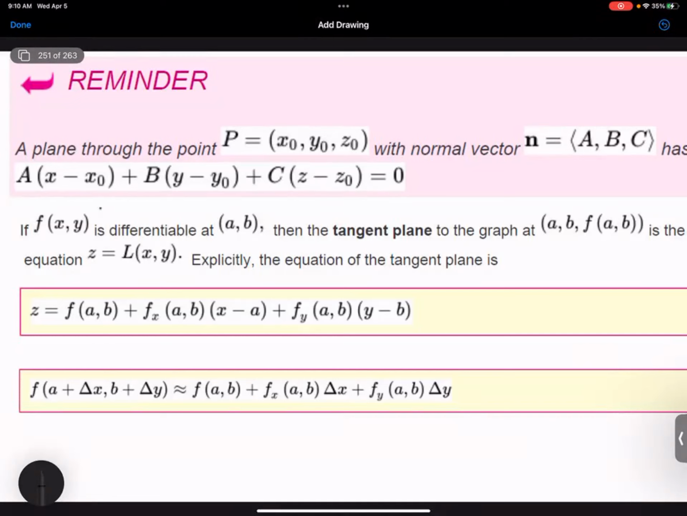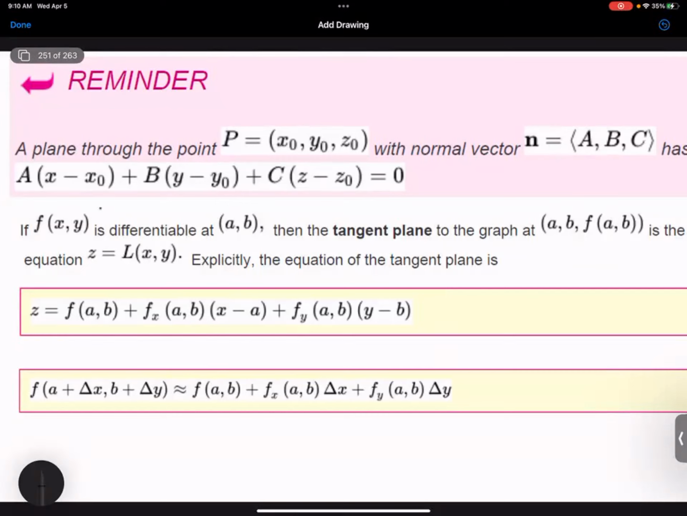And so here is the approximation. I have my point f of a, b, so I'm trying to go at the point (a, b), and f of a, b is just where I start. And then f sub x of a, b is the partial derivative of f in the direction of x, and I'm multiplying that by x minus a, how much I've moved in the x direction. And then I add the partial derivative with respect to y at (a, b) times y minus b, which is how much I've moved in the y direction. And so that's going to be the tangent plane.